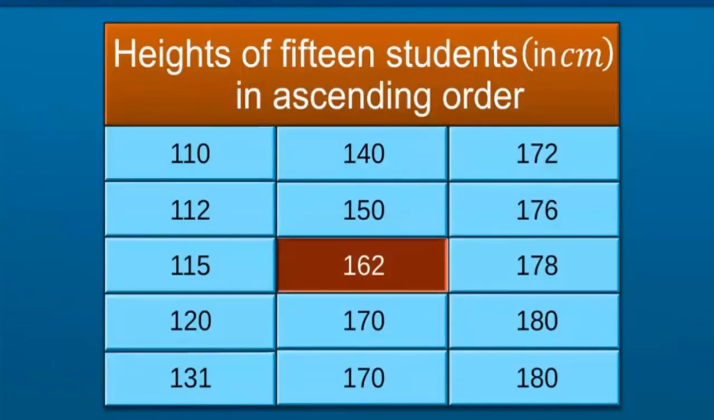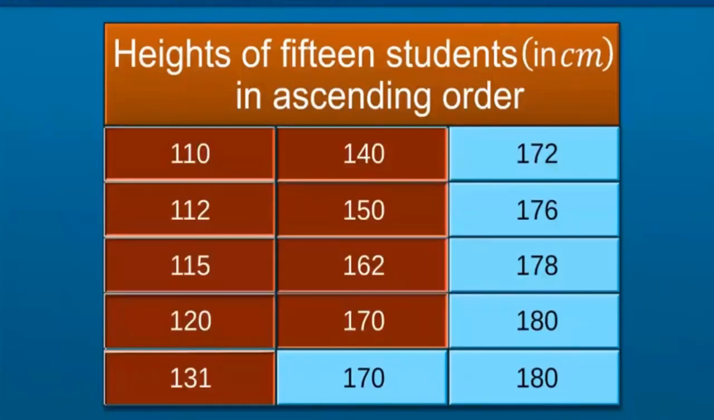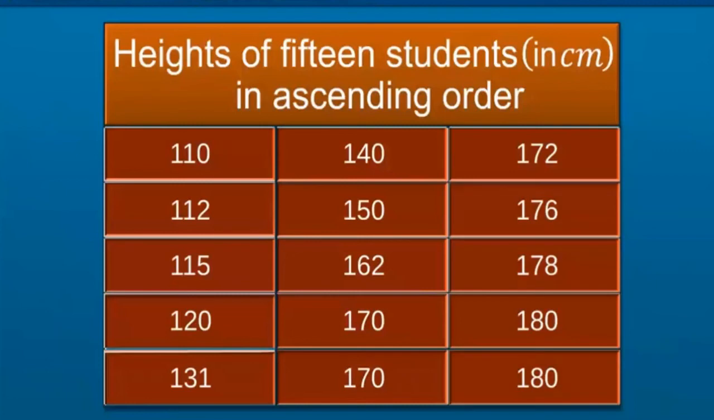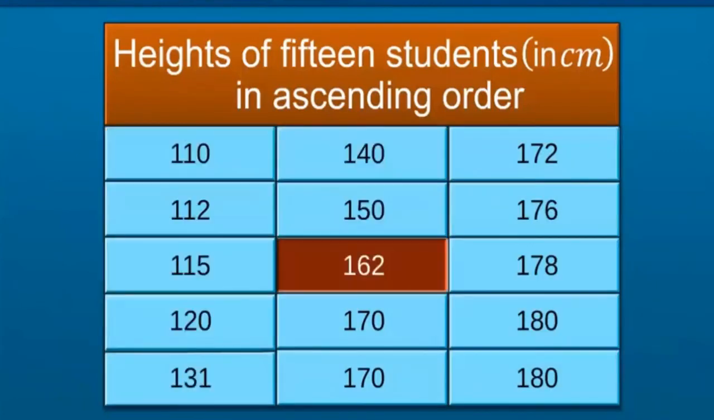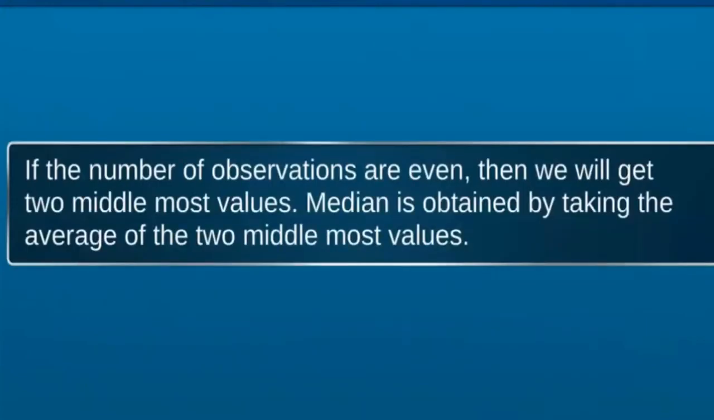This problem could only be solved using median. Here the number of observations is odd. Hence, there is only one middle observation. If the number of observations is even, then we will get two middlemost values. In such cases, median is obtained by taking the average of the two middlemost values.